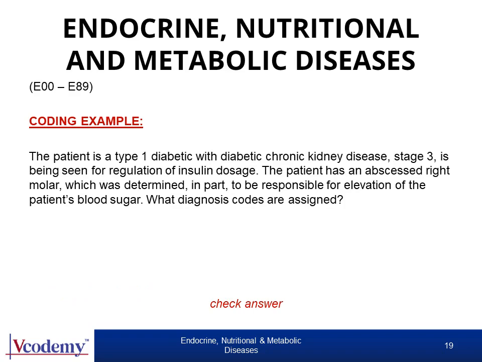So coding example again, the patient is a type 1 diabetic with diabetic chronic kidney disease stage 3 is being seen for regulation of insulin dosage. The patient has an abscessed right molar teeth, which was determined in part to be responsible for the elevation of the patient's blood sugar. So what are the diagnosis codes which should be assigned? Do stop the video here, write down the correct codes and then check.